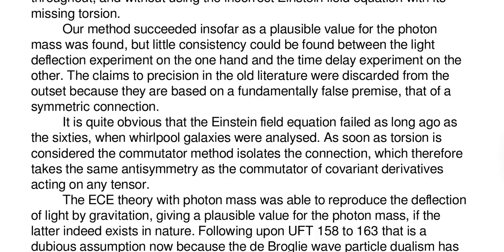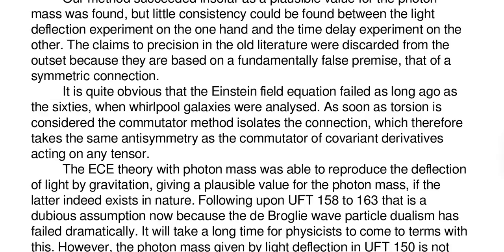The claims to precision in the old literature were discarded from the outset because they are based on a fundamentally false premise, that of a symmetric connection. It is quite obvious that the Einstein field equation failed as long ago as the 60s when whirlpool galaxies were analyzed. As soon as torsion is considered, the commutator method isolates the connection, which therefore takes the same anti-symmetry as the commutator of covariant derivatives acting on any tensor.